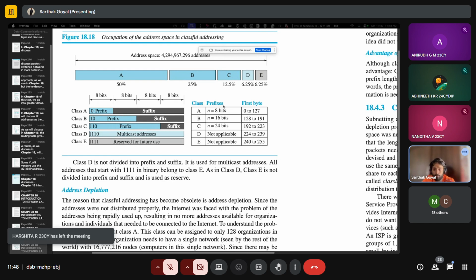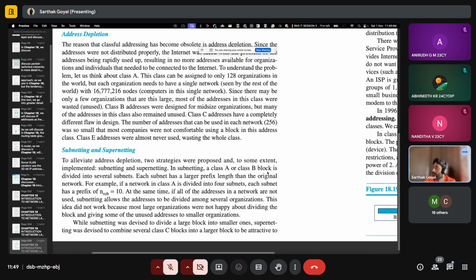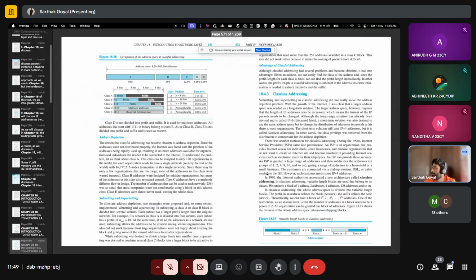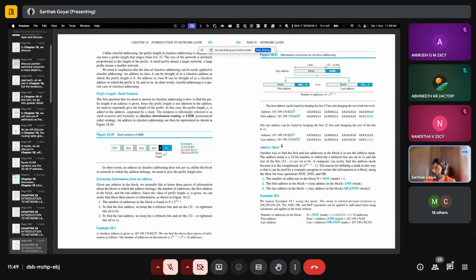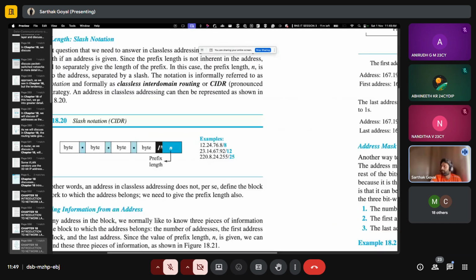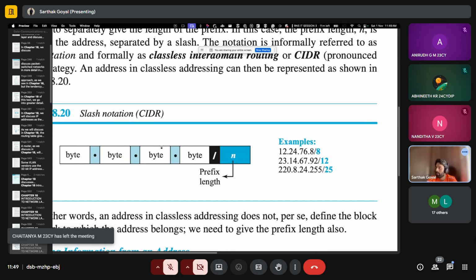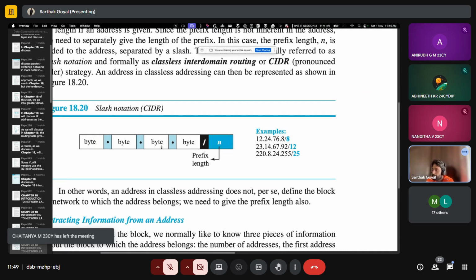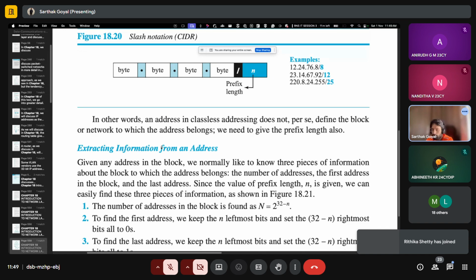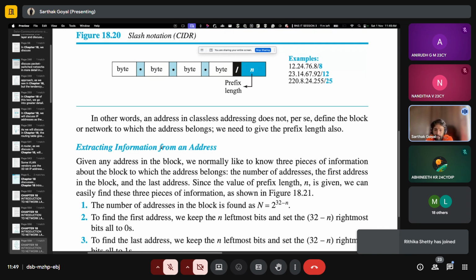Now, if I have to tell you to find the first address of this, how are you going to find it out? You convert this 192.168.1 into particularly a binary. Okay, so let's do this slash notation. Take this, this is the example I've given you. If I give you any IP address, you need to start extracting the information. That's going to be your task.